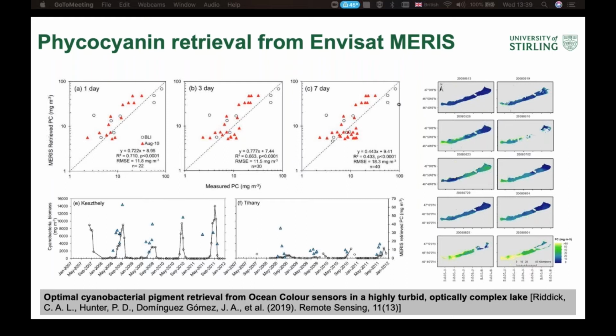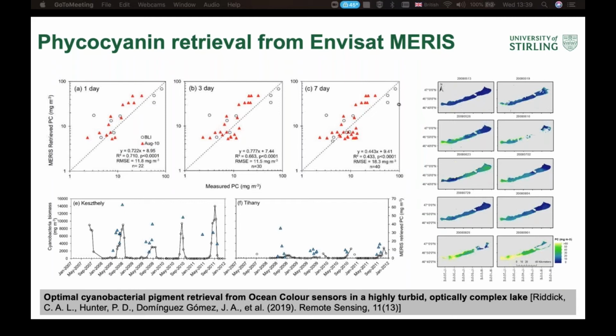As expected, there is a better retrieval using same day or 3 day matchups than 7 days. Within 7 days, many things can change. When you plot this phycocyanin retrieval against the cyanobacteria biomass over 5 years, you can see that the MERIS product captures well the peaks in the cyanobacteria biomass.